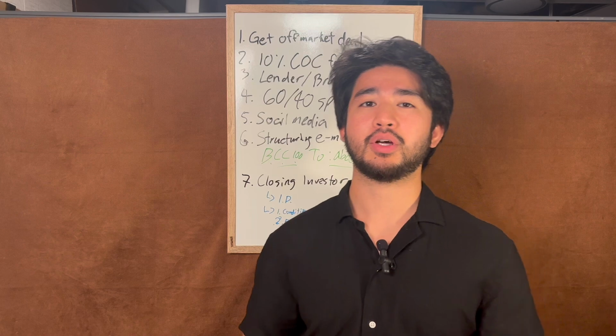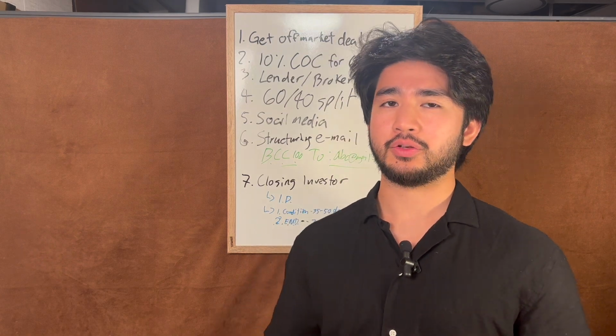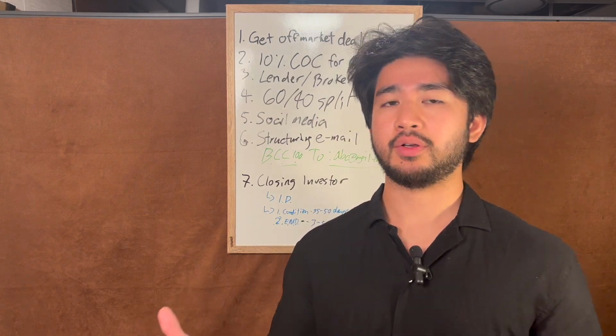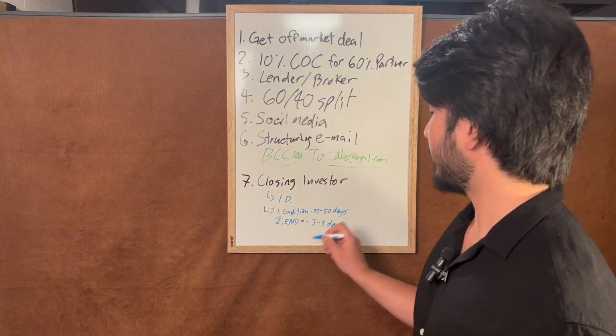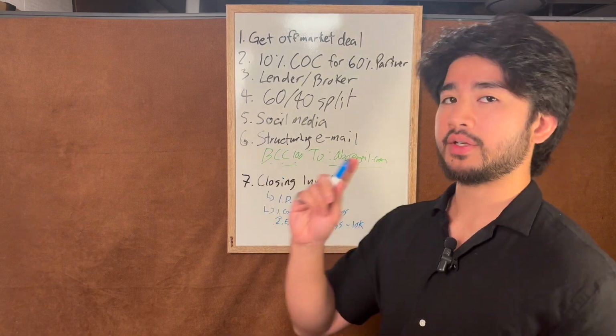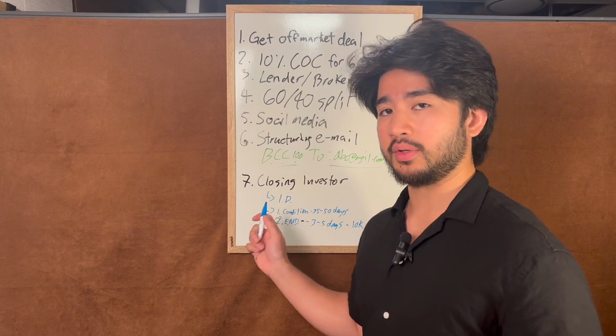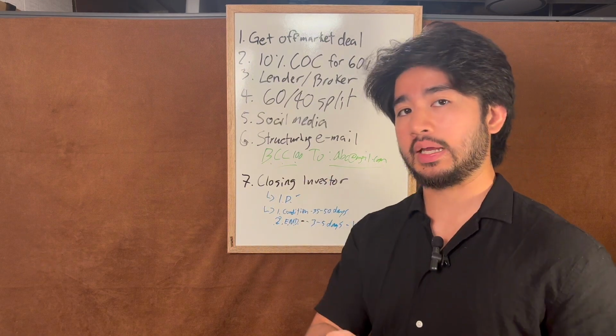Now, this earnest money deposit is usually around 5 to 10 grand, maybe even more, 20, 30, 50 grand. It depends on the deal and on the seller. So let's say, for example, it is 10K. When your investor wants to do the deal with you, first step, they give you their ID.